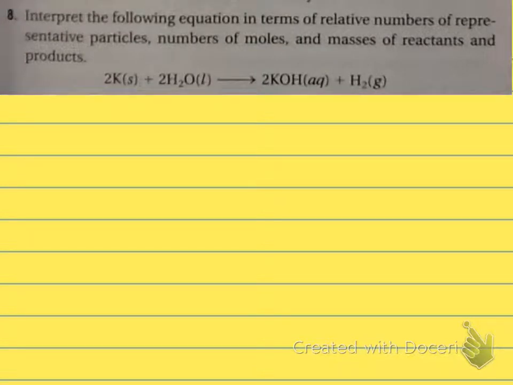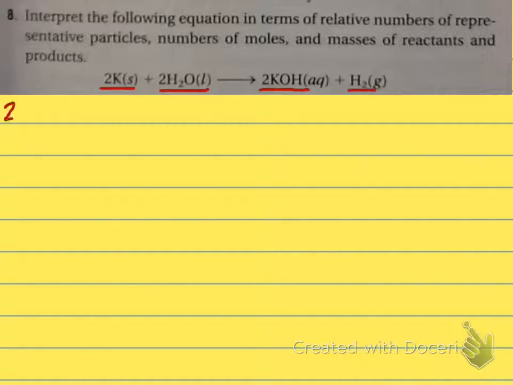All right, number 8. Interpret the following equation in terms of relative numbers of representative particles, numbers of moles, and masses of reactants and products. So basically, this is very much like number 6. In terms of particles, because this first one is an element, I'm going to interpret that one in atoms. This is a molecular compound, so that'll be molecules. This is an ionic compound, so that'll be formula units.